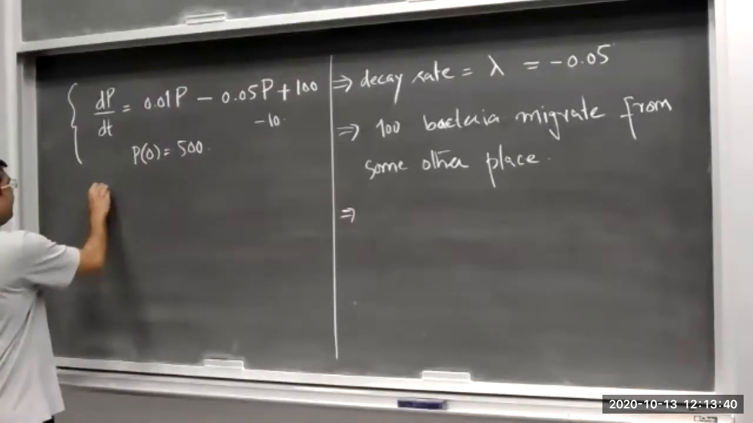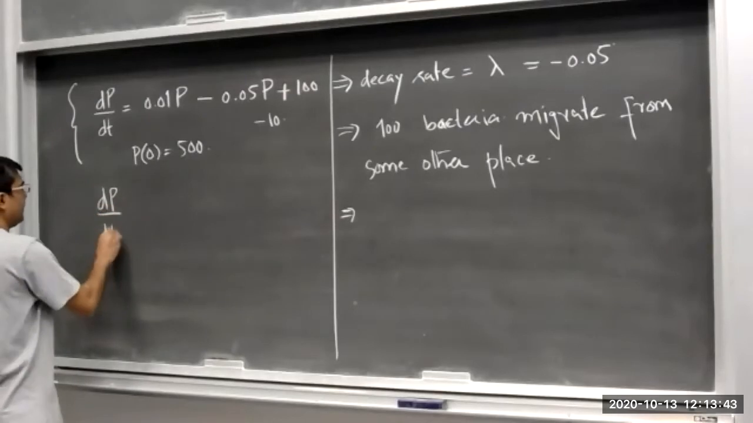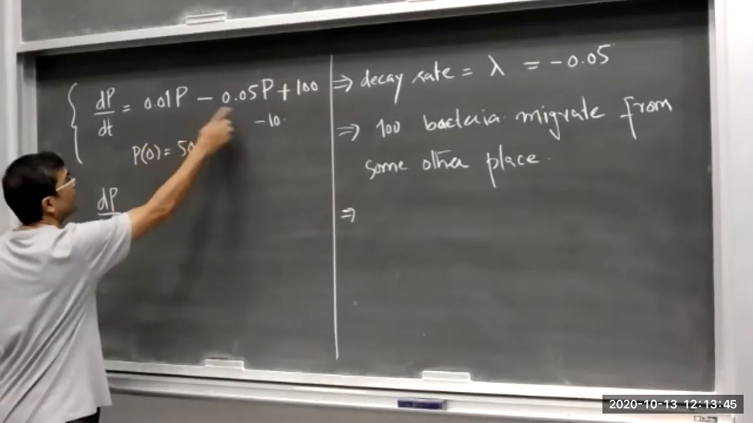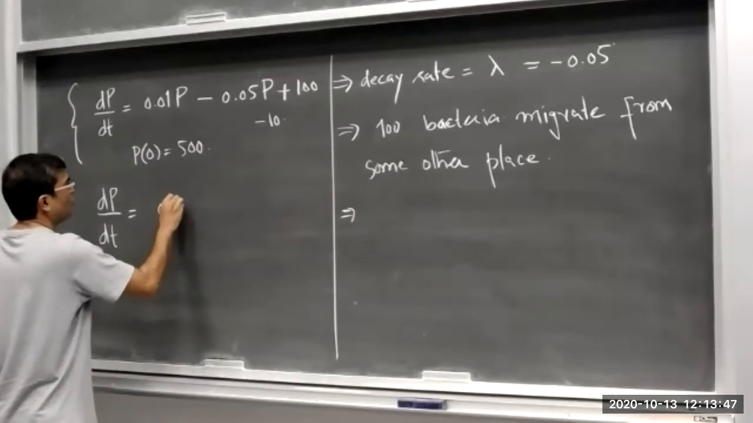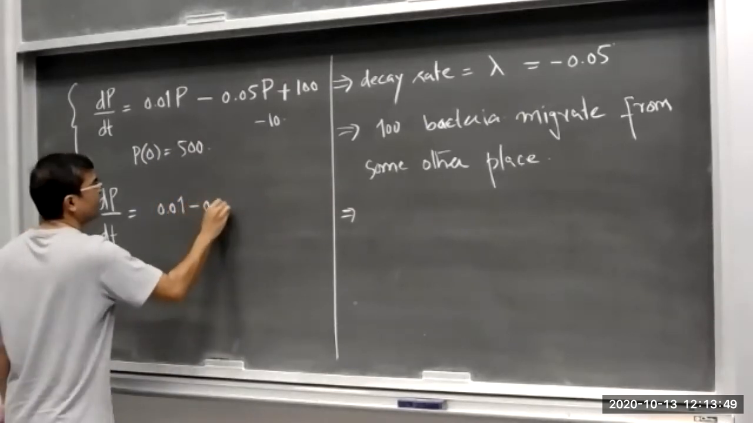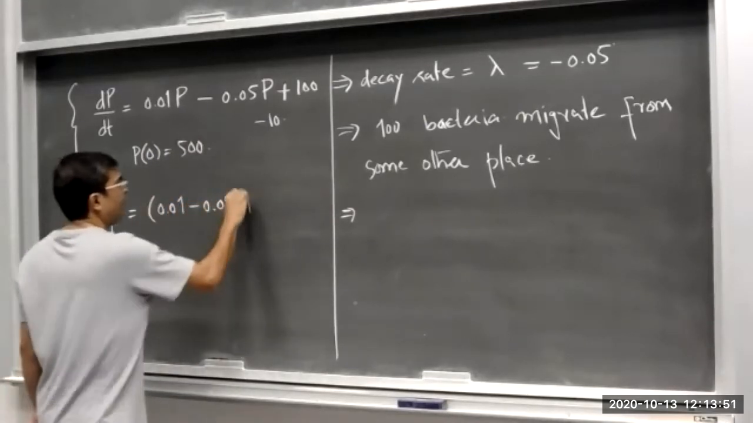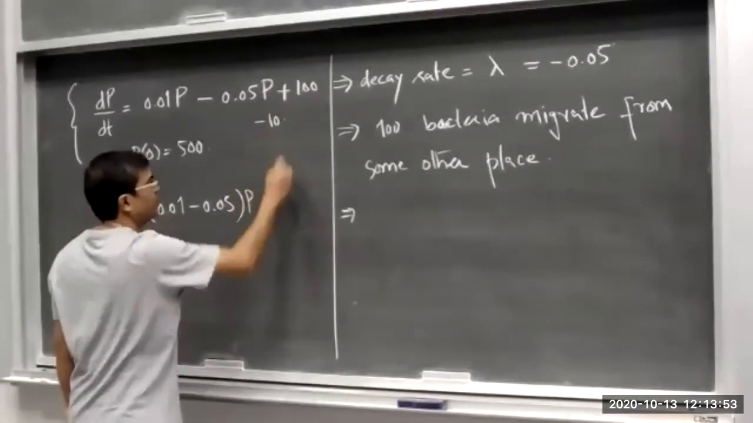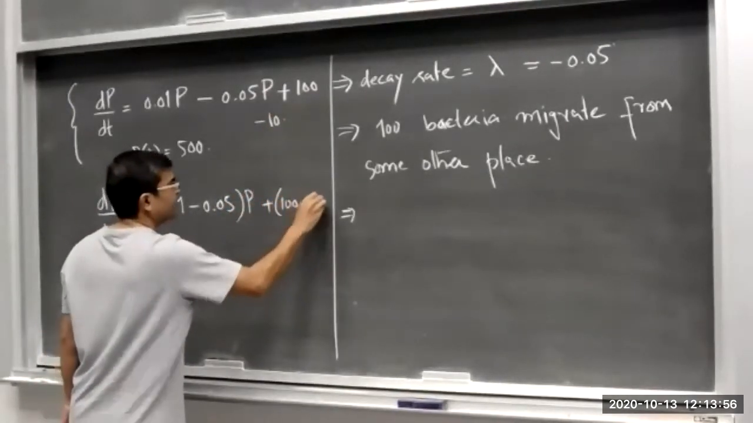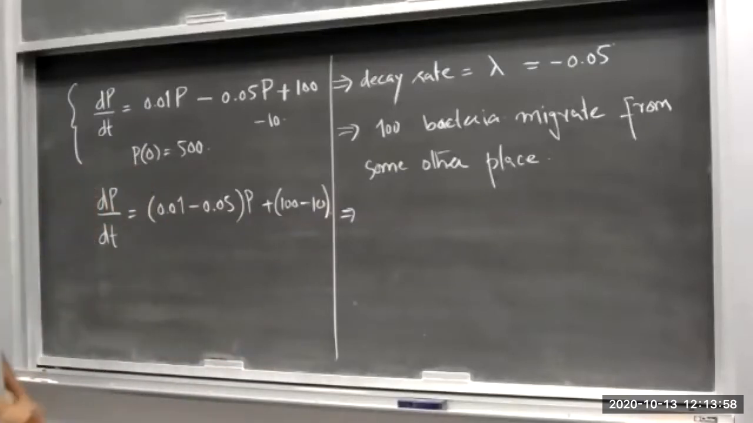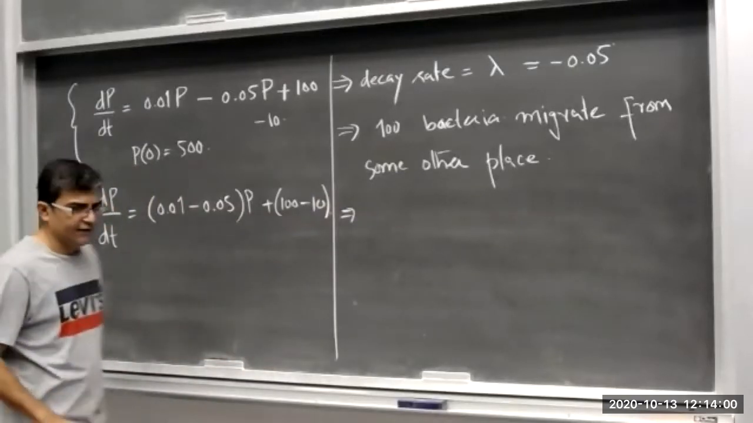Now we can simplify this thing and get the model. You can simplify this. 0.01 minus 0.05 p plus 100 minus 10. Okay. So what is this?